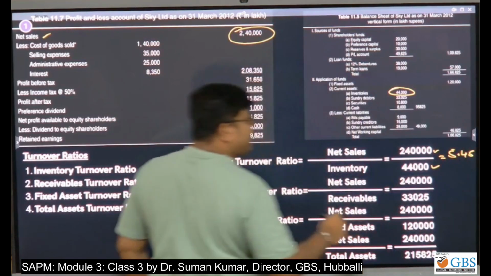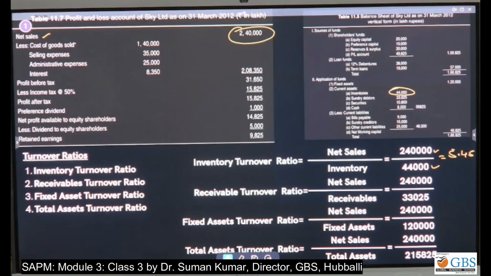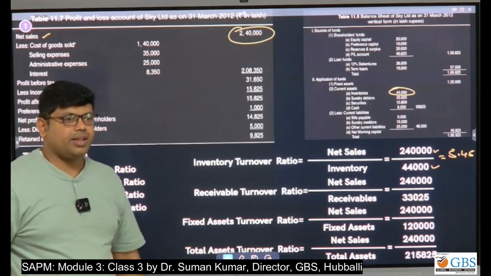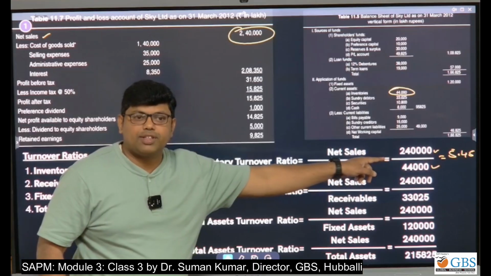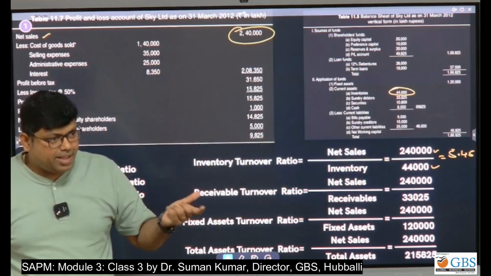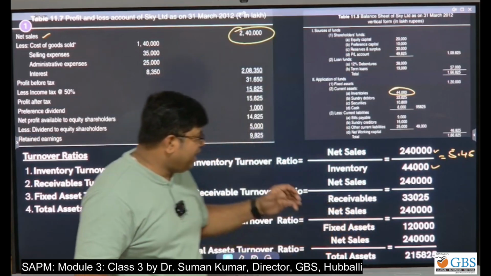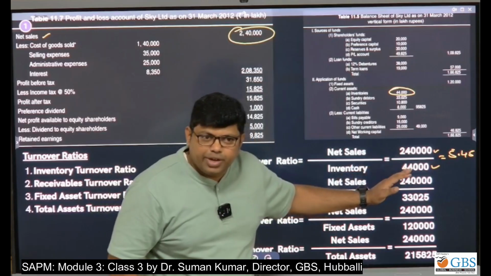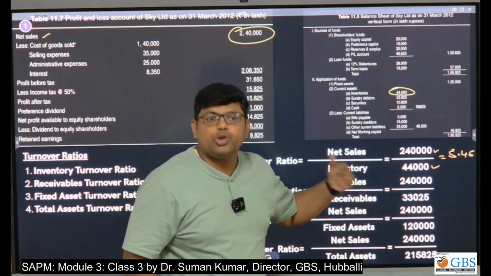5.445, almost 5.5 times. What is the ideal inventory turnover ratio? Can anyone say? Check and tell me. What is the meaning of this? Net sales by inventory. Inventory is 44,000. Net sales is 2,40,000. What is net sales? The amount you received from selling at MRP, understood? So how much did you invest in inventory? 44,000. How much was sold? 2,40,000.